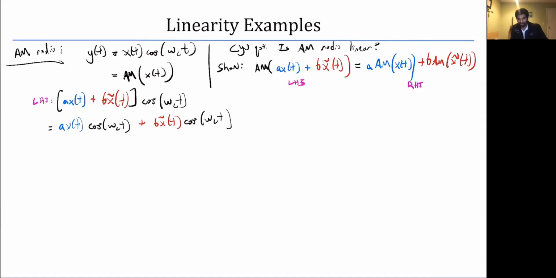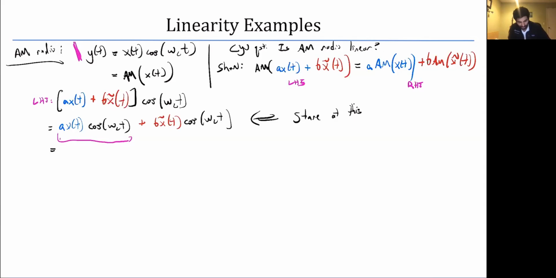Now, if we just stare at this equation for a moment, let's see, what does it look like? Well, this equation is nothing but the AM system's output. If I look at the AM system here, this first point is the output if I put x of t into the AM system and then scale it by A.